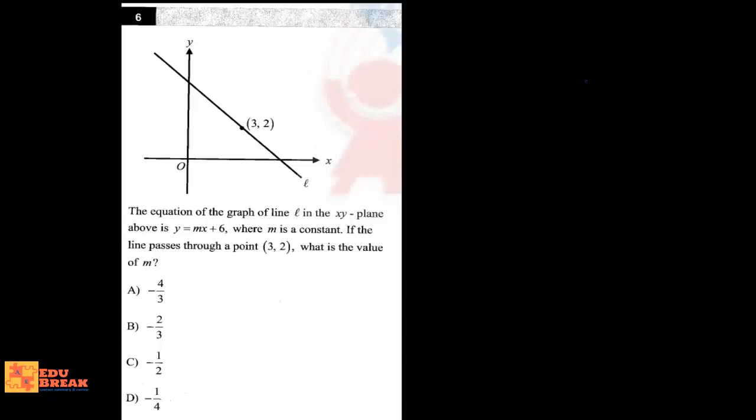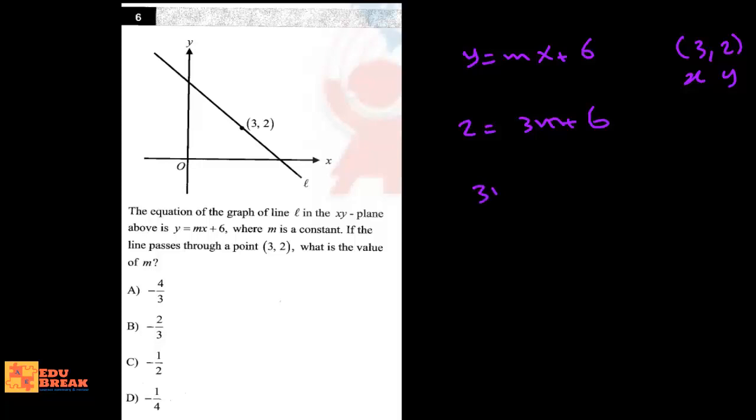The equation of the graph of line L in the xy plane above is y equals mx plus 6, where m is a constant and the line passes through the point (3, 2). What is the value of m? As the line passes through the point, it satisfies its equation. We have y equals mx plus 6. We have the point (3, 2), so this is x and this is y. So we have 2 equals 3m plus 6. Okay, so 3m equals negative 4. Divide both sides by 3. So m equals negative 4 over 3, which is B.